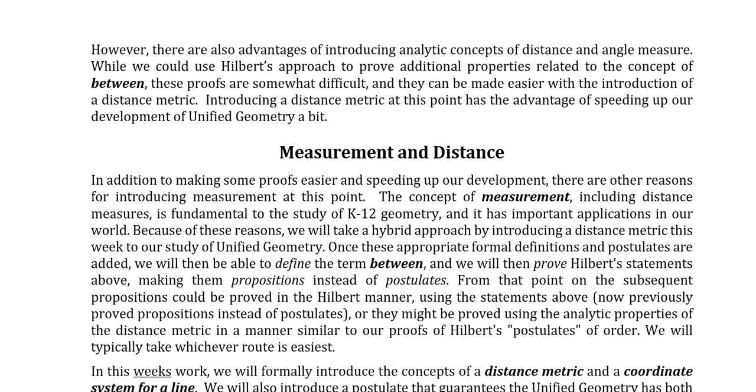From that point on, the subsequent propositions could either be proved in the Hilbert manner using his statements, which would now be propositions instead of postulates, or they might be proved using the analytic properties of the distance metric, in a manner similar to our proofs of what were his postulates but will now be our propositions. And we will typically take whichever route is easier.